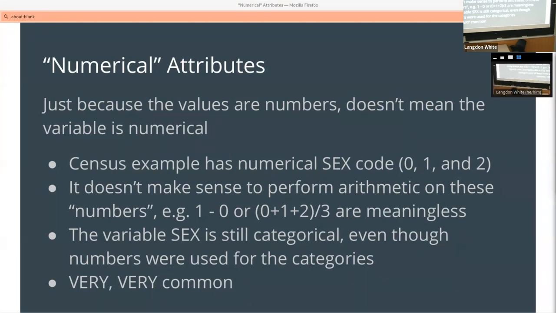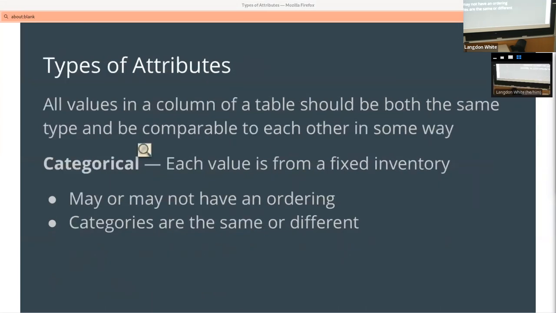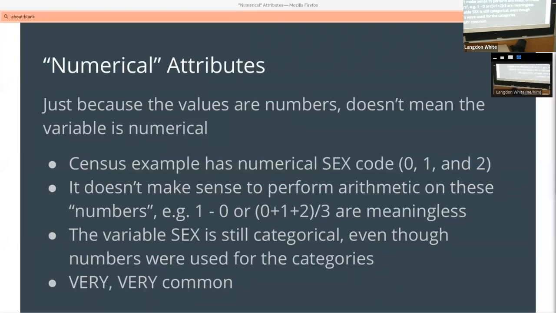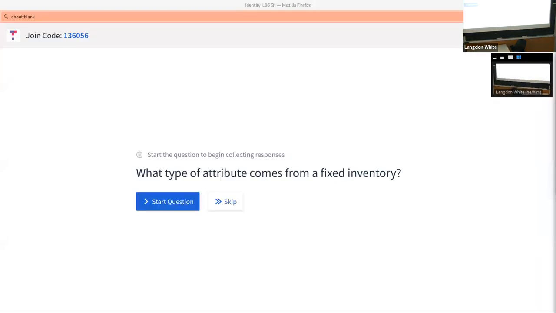Okay, so actually, that slide's out of order. That shouldn't be there yet. We won't talk about this, but we can talk about this question.